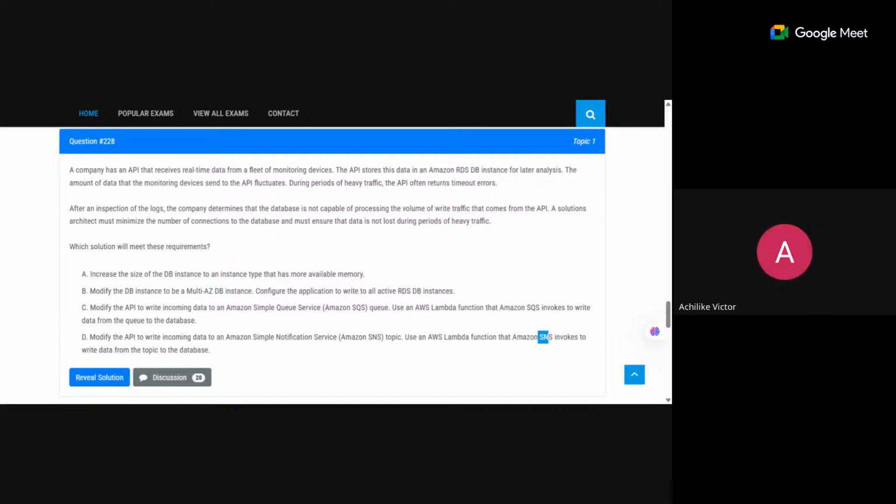So that's why that. But also increasing the DB instance is a way to go, but might not be the most effective because that instance might also be overwhelmed. If another level of traffic hits it, it might also be overwhelmed. So I will probably stick to C.